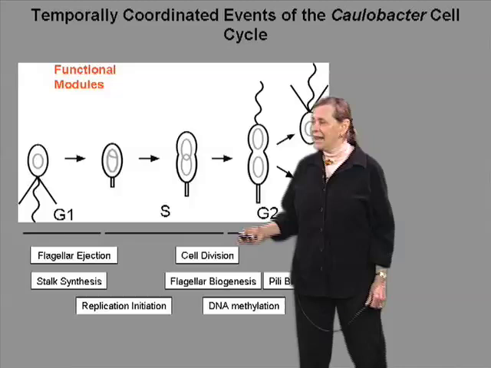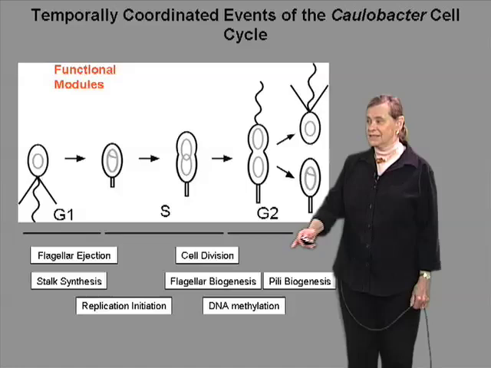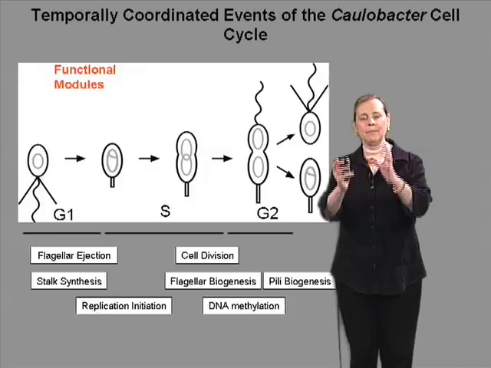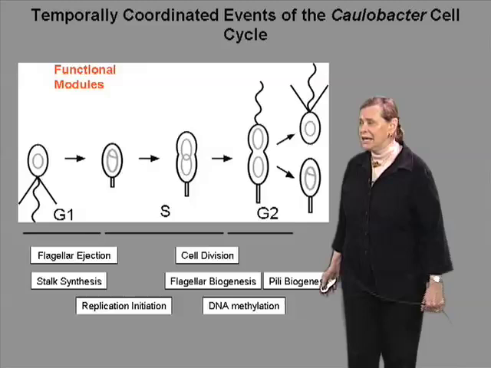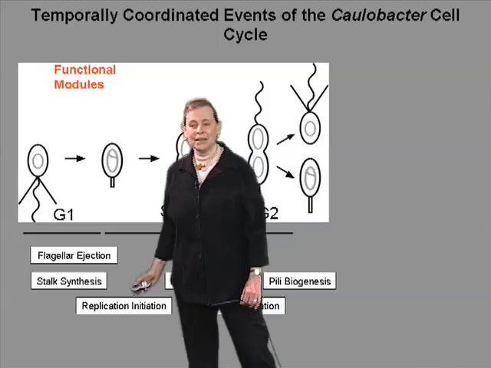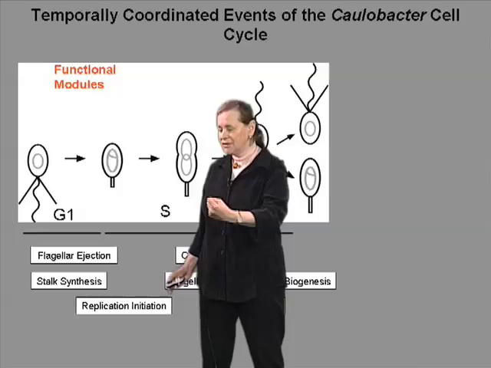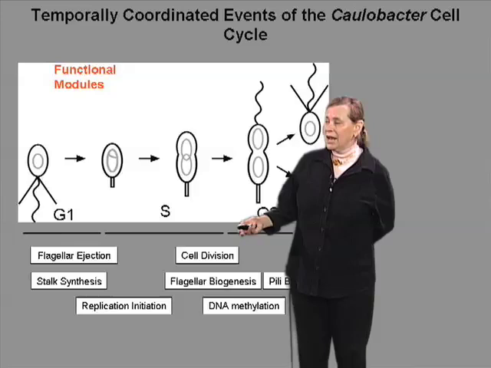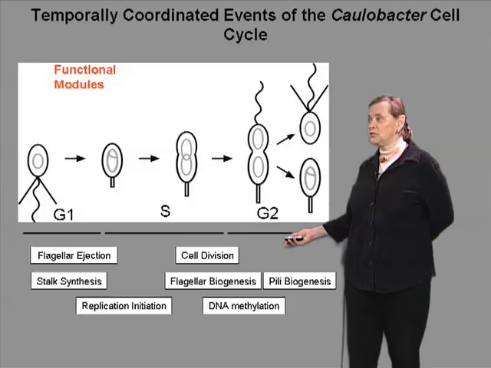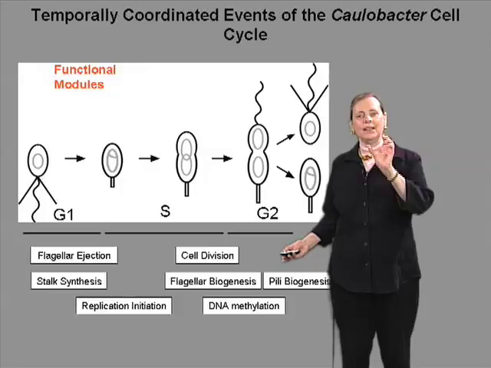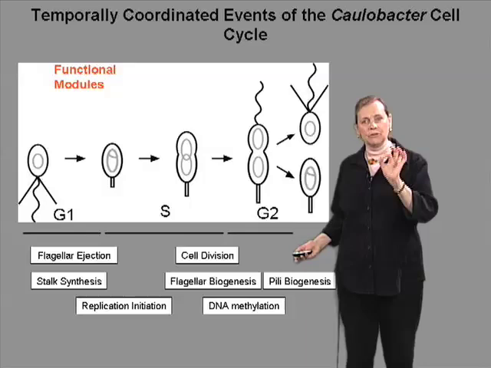and you turn on all the genes for cell division and chromosome segregation. Now, indicated below this cartoon of the cell cycle are all these boxes. These boxes indicate individual modules that happen at this time during the cell cycle. And these modules have many, many genes within them. So for example, flagella ejection means that there are like 45 genes that have to be turned on to get rid of it and then to rebuild it. Then as you move through the cell cycle, you initiate DNA replication, flagella biogenesis, and pili biogenesis, and all of these functions have to be coordinated and regulated and be a part of turning on and turning off the replication of the chromosome.